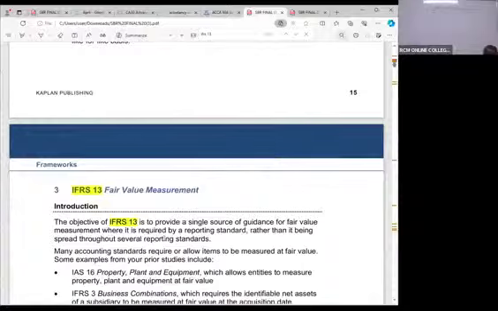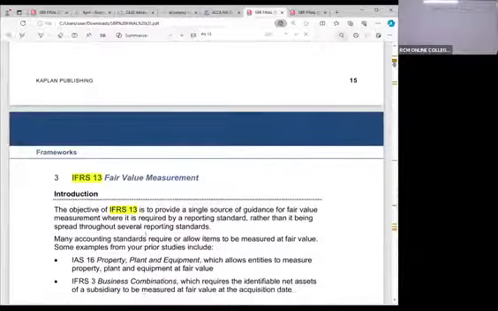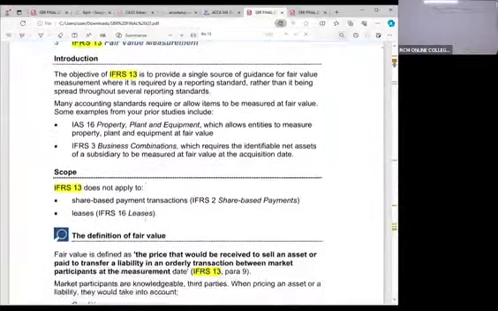Many accounting standards require or allow items to be measured at fair value. Some examples from your prior studies include IAS 16, where we have property, plant, and equipment. It allows entities to measure property, plant, and equipment at market value, at fair value.